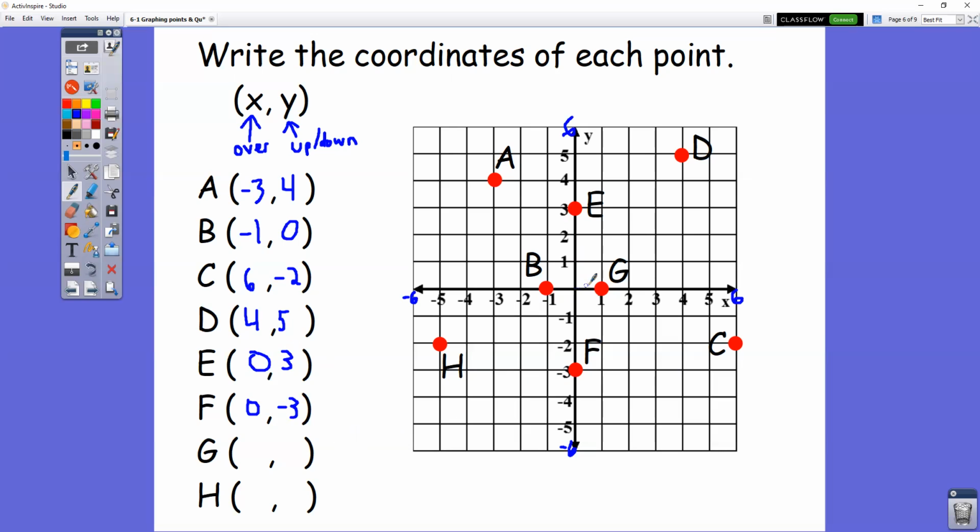G. G, we're going over to 1, but then we're not going up or down at all. So over to 1, up 0. H, we're going over to -5, down to -2. So -5, -2. Again, the big thing that you need to remember is that the first number is how many we go over. The second number is how many go up or down.